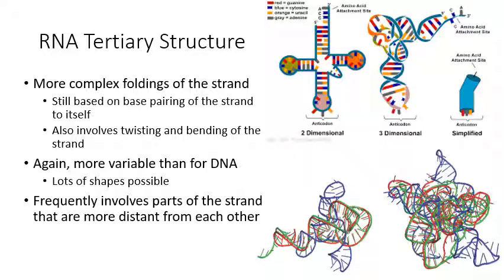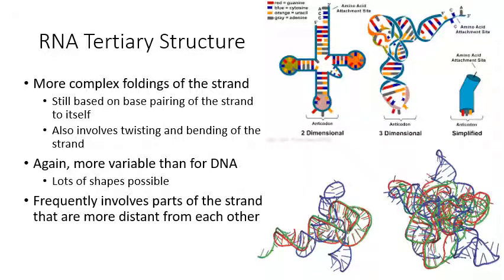That ability to form a lot of different shapes is what lets RNA do its job. So DNA only has one function in the cell, just to store hereditary information. It's good at that job because it's very stable.